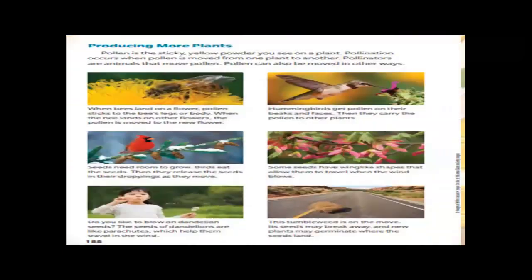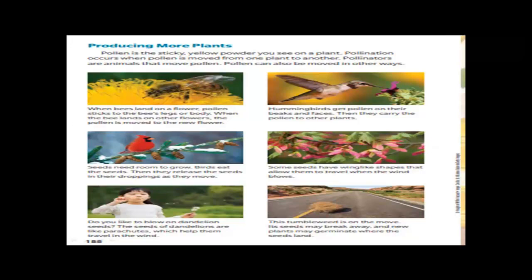On page 188, we can find what's pollen and what's the pollination process. We said pollen is the sticky yellow powder you see on a plant. And pollination is the process that occurs when pollen is moved from one plant to another. What about pollinators? Pollinators are the animals that move pollen. And pollen can also move in other ways.